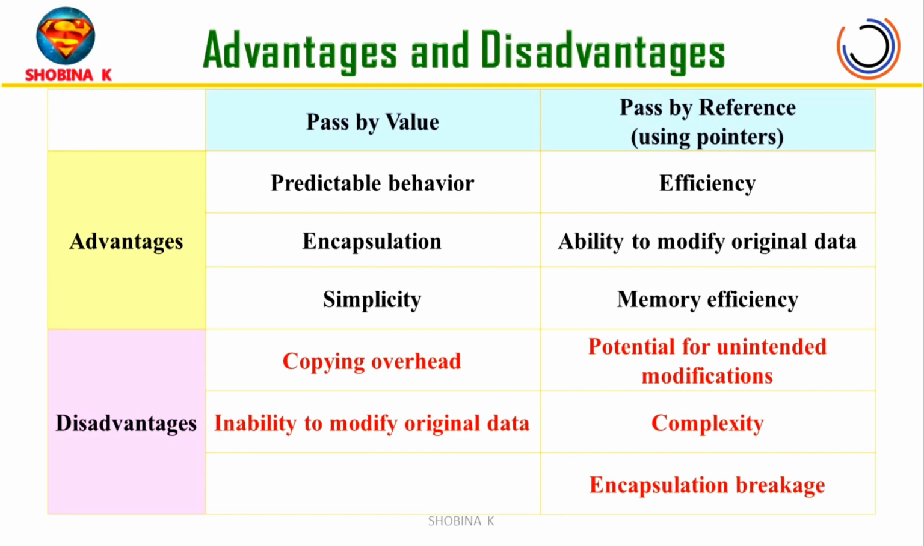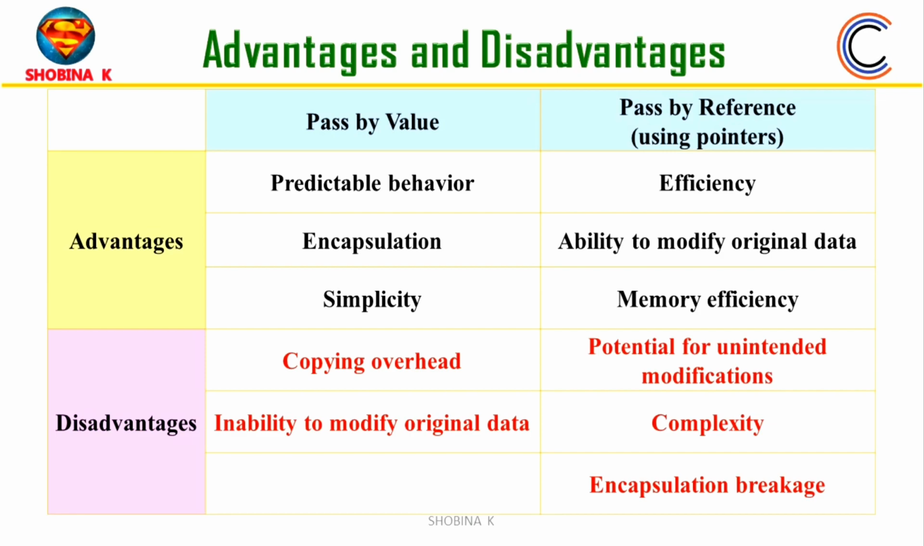Now coming to pass by reference, the first advantage is efficiency because it avoids the overhead of copying large data structures, so it improves performance and conserves memory. The next advantage is the ability to modify original data. That is, functions can change the original data. And then memory efficiency. Pass by reference operates on pointers rather than copying large data. So the memory usage is less.